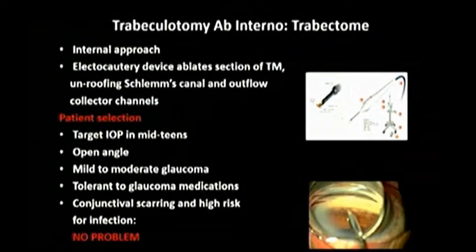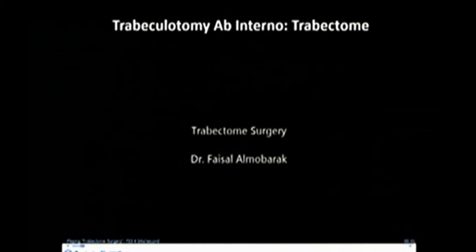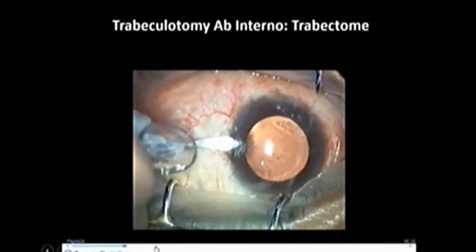So we have trabeculotomy ab interno, or the Trabectome. It's an internal approach. You have an electrocautery device that ablates a section of the trabecular meshwork, unroofing the Schlemm canal and outflow collector channels. You can use it in patients whose target IOP is in the mid-teens, with open angle, mild to moderate glaucoma, who tolerate glaucoma medications because you might need them postoperatively. For those with conjunctival scarring and high risk of infection, no problem, you can use the Trabectome. And it's a very simple procedure as well.